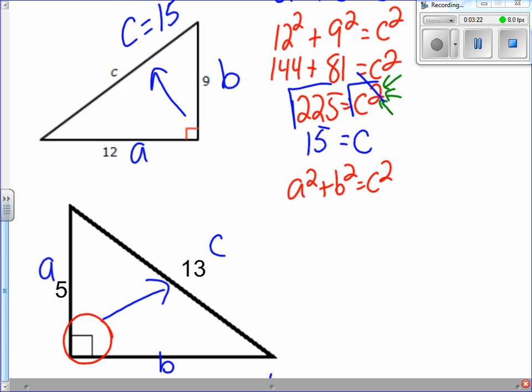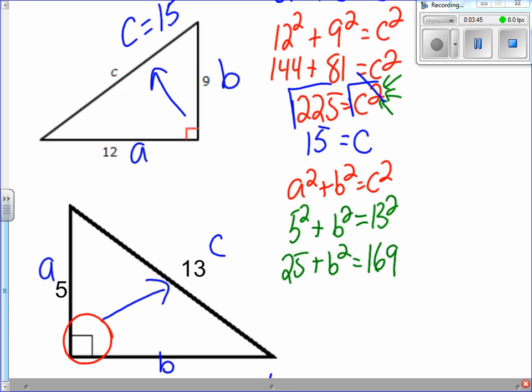Now we're just going to substitute in our numerical values. a we know is 5. Square it. Plus b, we don't know the value of it, but we still need to account for it, equals c squared, which is 13 squared. So 5 squared is 25, plus b squared equals 13 squared, which is 169. Now to get b squared by itself, we subtract 25 from both sides, and we're left with b squared equals 144.